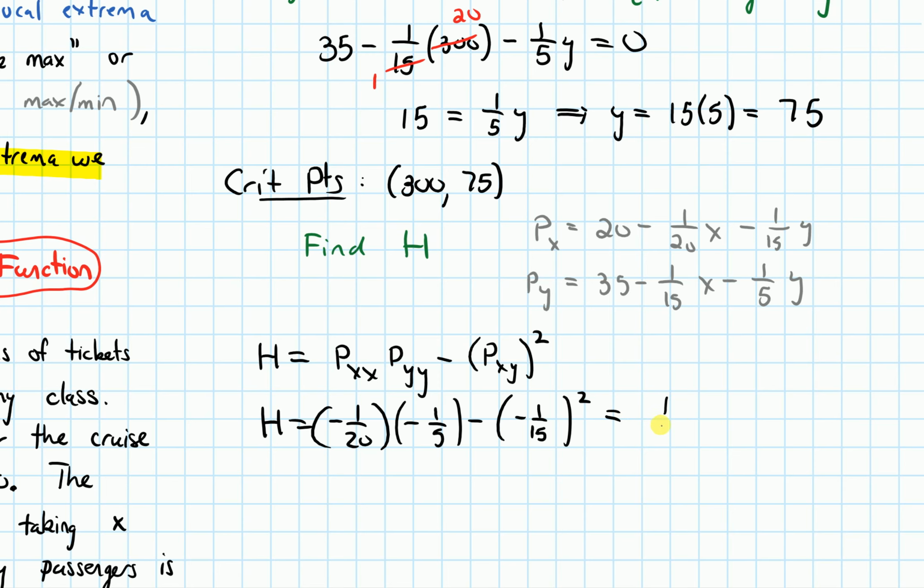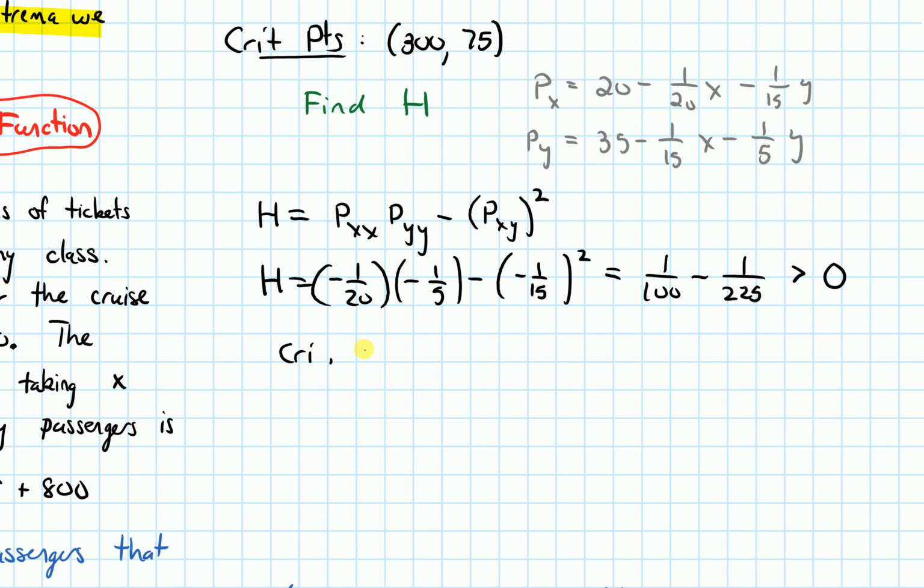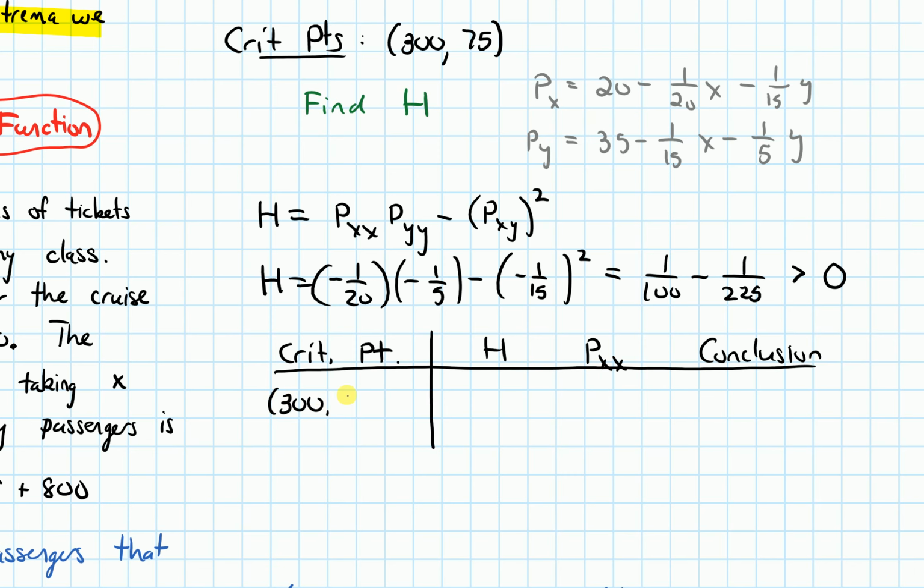All right, so simplifying this, we get 1/100 minus 1/225. And what we care about is that this is greater than 0. It is positive. So we are ready to test our critical point now. I'm going to make our table where I keep track of the critical point, h, pxx, and the conclusion. Our critical point was 300 for x, 75 for y, and the value of h was positive. When it's positive, I do need to know what pxx is. Pxx was negative 1/20. So when h is positive but pxx is negative, the conclusion is that we have a max.